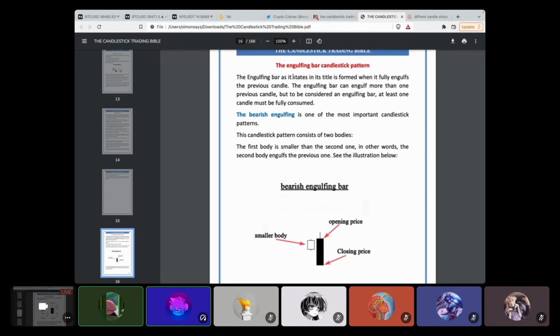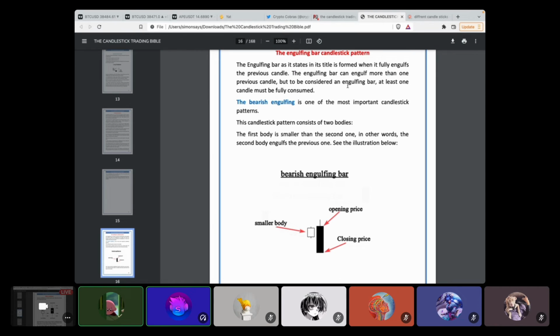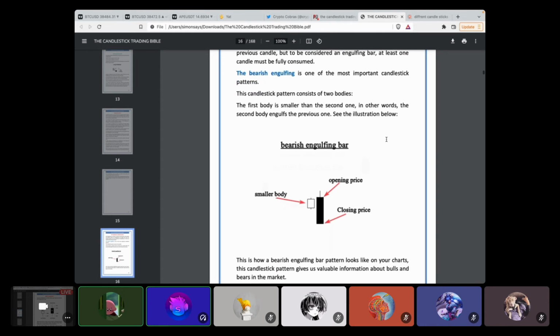The engulfing bear, as it states in its title, when formed, it fully engulfs the previous candle, and the engulfing bar can engulf more than one previous candle, right? But to be considered an engulfing bar, it has to be at least one. Usually the last candle is the first one it engulfs. It's one of the most important candlestick patterns, right? It shows the bears have control.